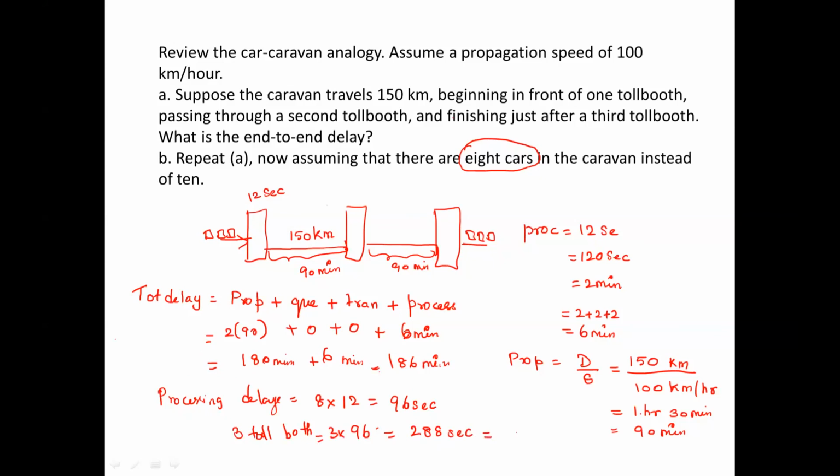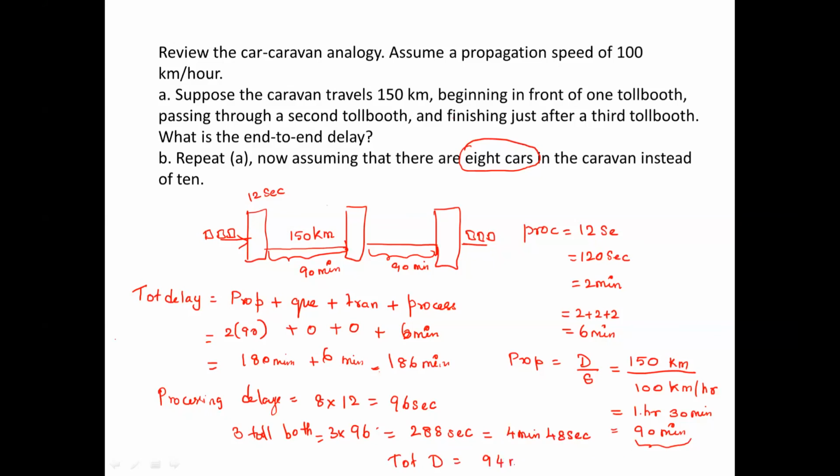Which is equal to, in minutes, can you tell me? 288 seconds is equal to how many minutes? Very good. 4 minutes and 48 seconds. Now the propagation delay we have already calculated in the previous problem as 90 minutes. So what is the total delay now?